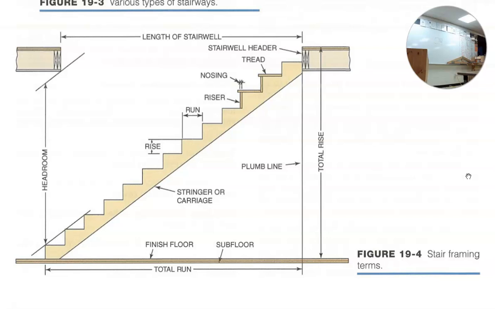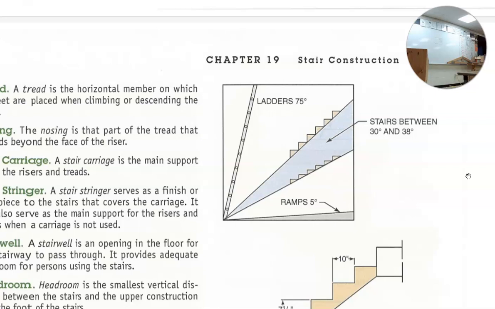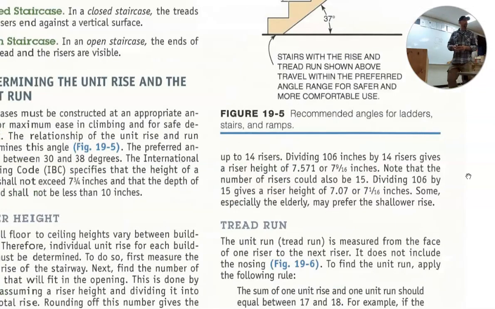Remember, we always have one less tread than we do rise. So if we step up 13 times, we're only going to have 12 treads to step on. The 13th one's going to be up onto the deck. So here they are, the terms there: tread, nosing, stair carriage, stair stringer, stairwell, headroom. I already went over all those with you guys.